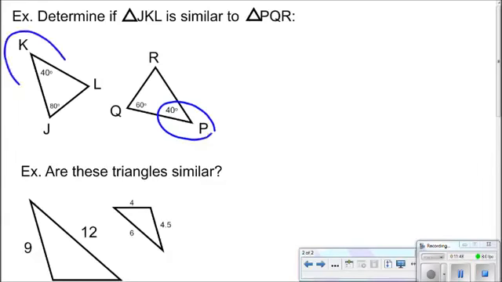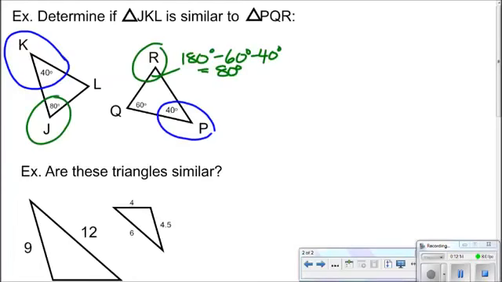So the first angle that I know for sure is the same is angle P and angle K. They are both 40 degrees, so those should be corresponding angles. And so I'm going to find out what angle R is because we need more information. And so to find angle R, we're going to take 180 degrees, take away the 60 of angle Q, take away the 40 of angle P, and we get 80 degrees. So this now shows us that angle R and angle J are actually corresponding angles because they're both 80 degrees.